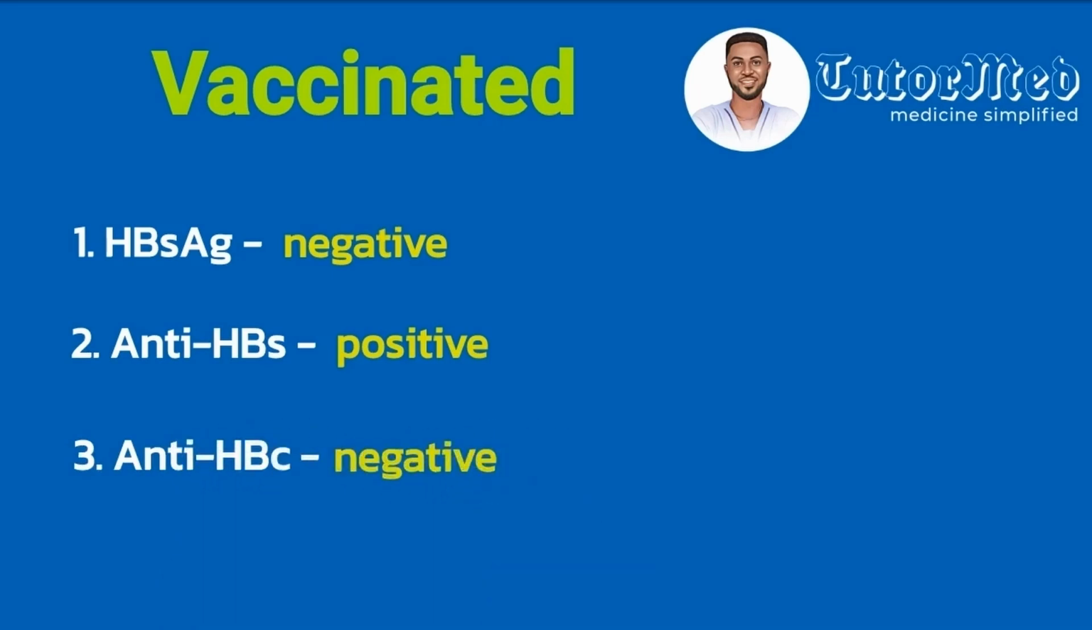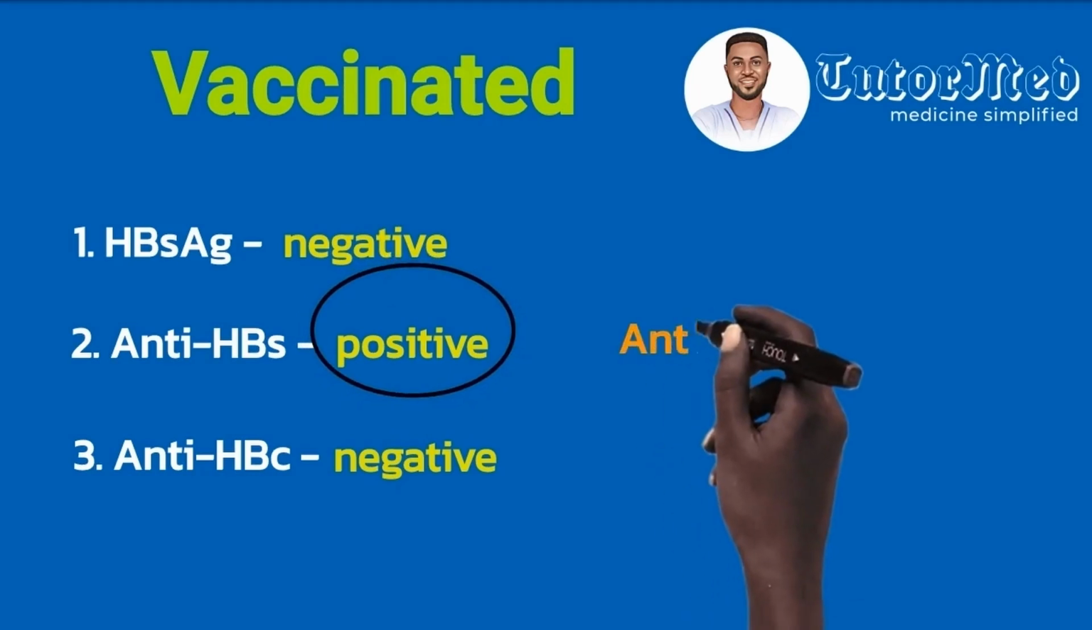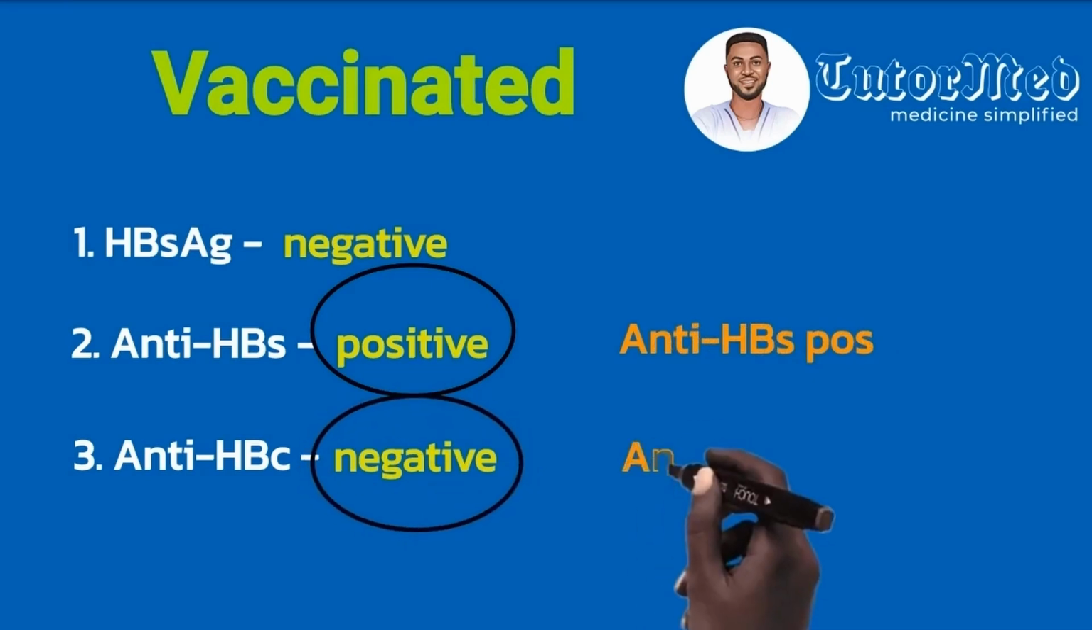Remember that the vaccinated individual was given a viral particle which didn't contain the core antigen, and so his system will not produce antibodies against a core antigen. So here the relevant findings are a positive surface antibody, which indicates immunity, and a negative core antibody, which indicates the fact that the patient was given a viral particle which did not contain the core antigen, and so was given a vaccine. Let's compare this to a patient who survived a past infection.